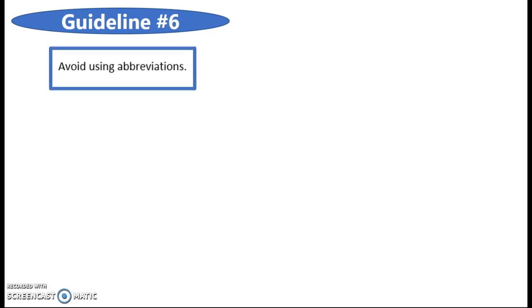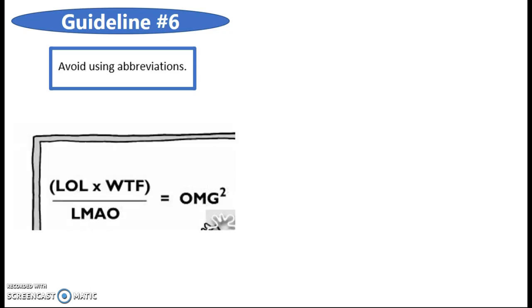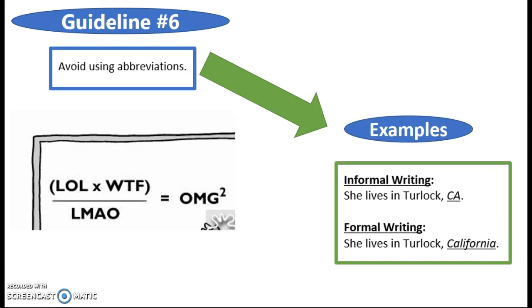Our final guideline, number 6, is avoid using abbreviations. So here are a couple of examples. In formal writing, she lives in Turlock, California, CA, period. This is an abbreviation. Avoid using these altogether and instead spell out the complete word. This goes for the United States of America. So instead of saying I live in the US in your writing, make sure you say I live in the United States.